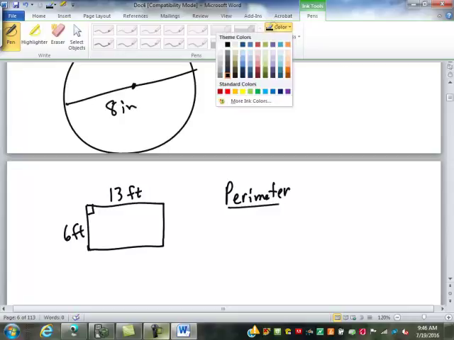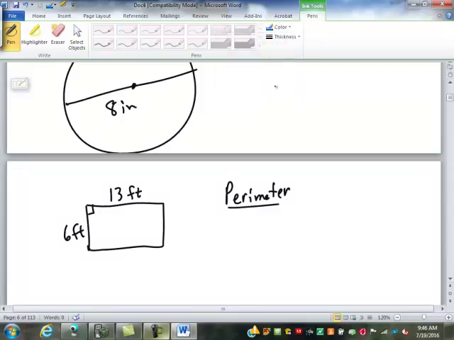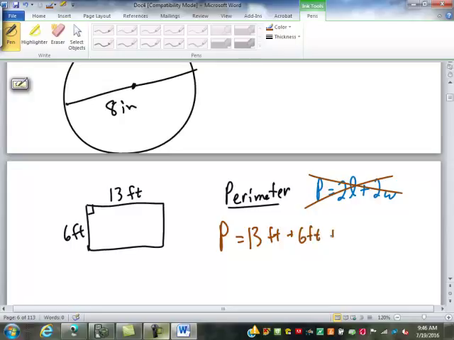A little bit of a throwback here. How do I find the perimeter of a rectangle? Now, we use this fancy formula, perimeter is equal to 2L plus 2W, right? But back to basics. If I don't remember that formula, what do I do to find perimeter? I just add them up. Perfect. We add them up. 13 feet plus 6 feet plus 13 feet plus 6 feet, which is 38 feet of length, 38-foot perimeter.